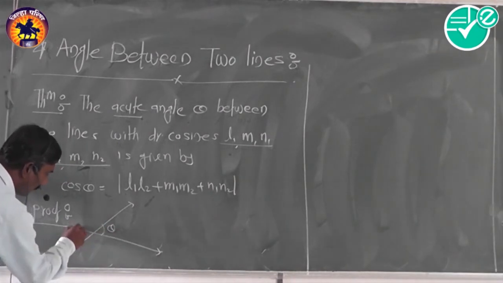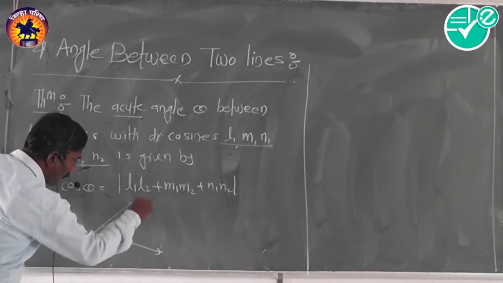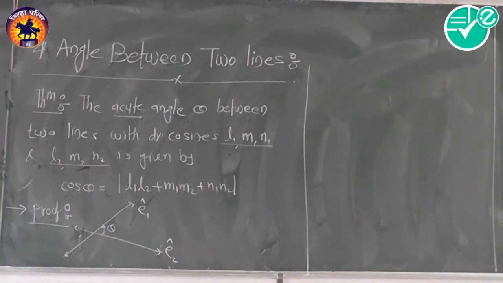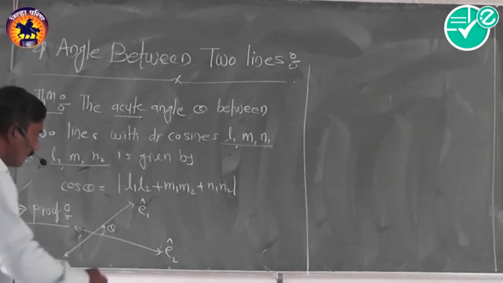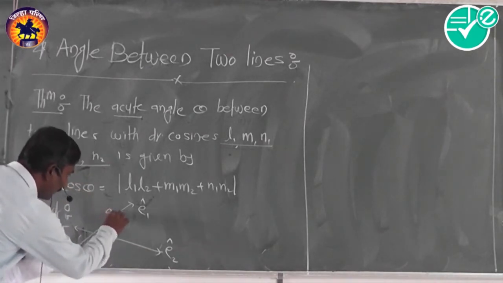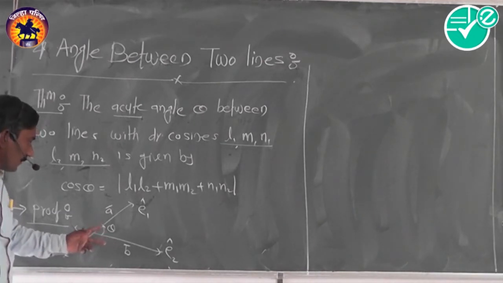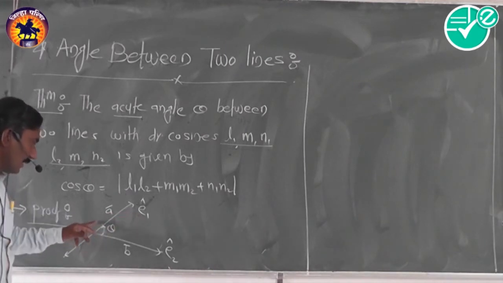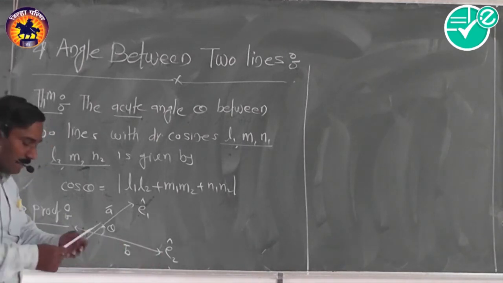Now this is angle theta. This is E1 cap, this is E2 cap. The line A bar, this is A bar and this is B bar. The A bar and B bar are the two lines. Theta is the acute angle between them. E1 cap is the unit vector along A bar. E2 cap is the unit vector along B bar.